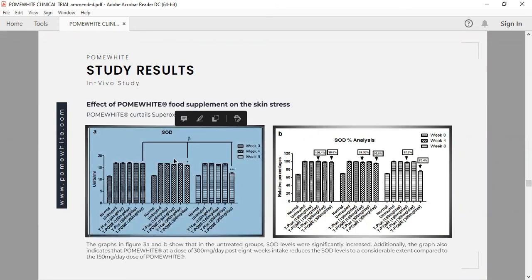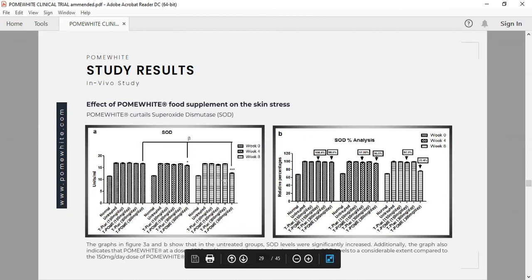When the people are treated with the Palm White, their SOD levels are decreased. Again with 150 mg per day levels for 4 weeks and 8 weeks, no significant change could be seen in the SOD decrease, but with the 300 mg level, a highly significant decrease of the SOD was there. This means this group is best suited for combating the reactive oxygen species in the body.